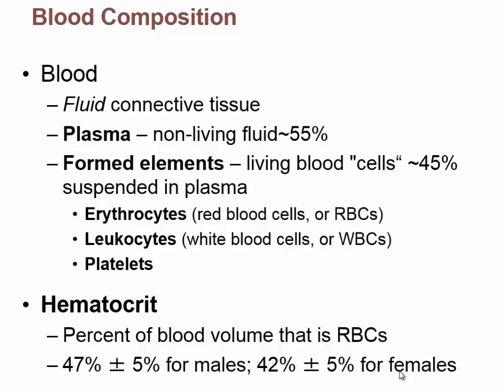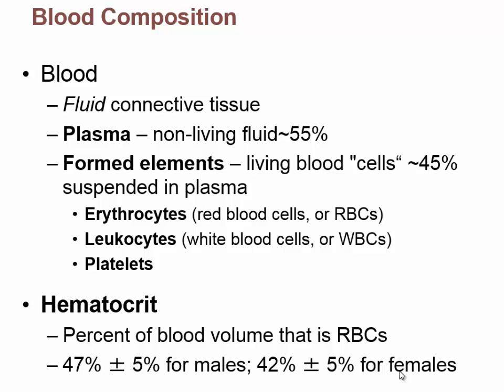So we're going to start looking at blood. And yes, blood is a fluid connective tissue. It's the only fluid connective tissue that we talked about way back when we talked about tissues. Now, in the blood itself, we divide it into two main groups, plasma and the formed elements.